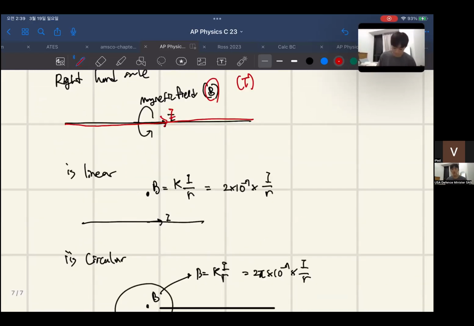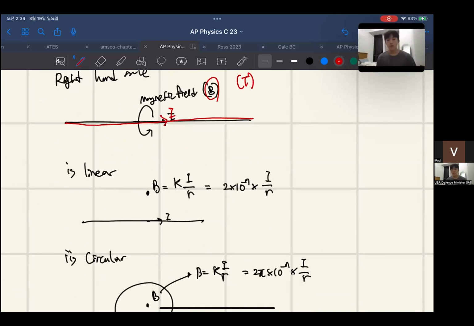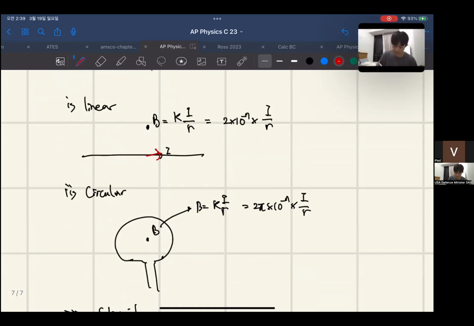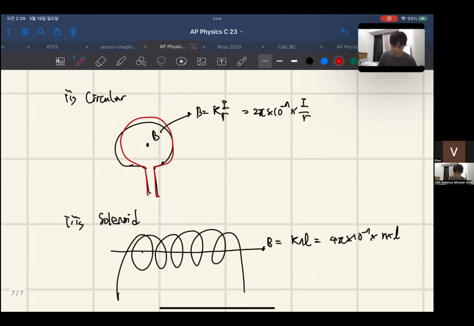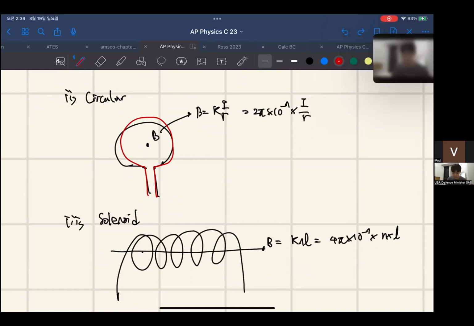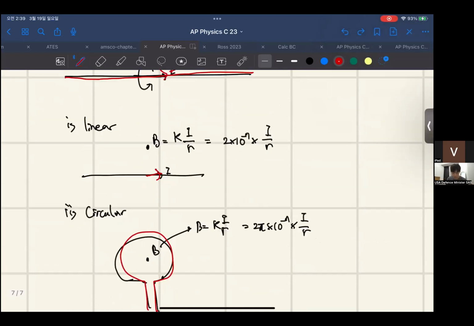Now, we can induce magnetic field in 3 different types of wire. First is linear, easy, we've just talked about it. Second is a circular wire like this. And third is a solenoid. Solenoid is basically a much more complicated version of circular, because it's literally just a circular circuit, except you have the circular circuits continuously repeating. But anyways, let's start talking about linear.